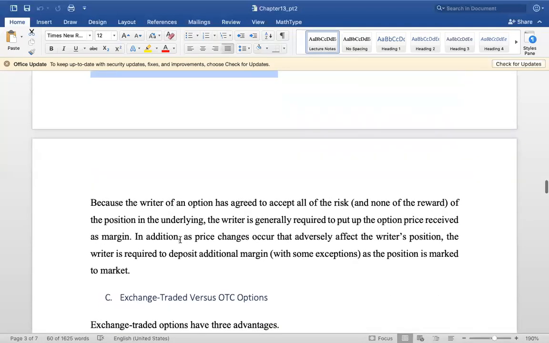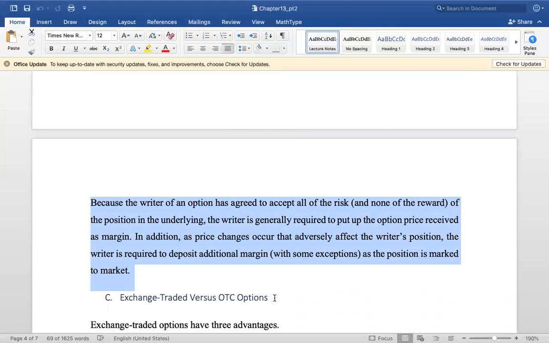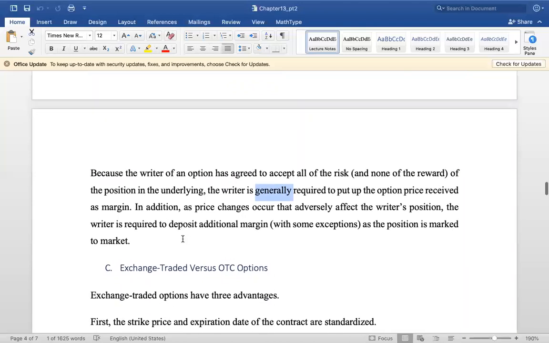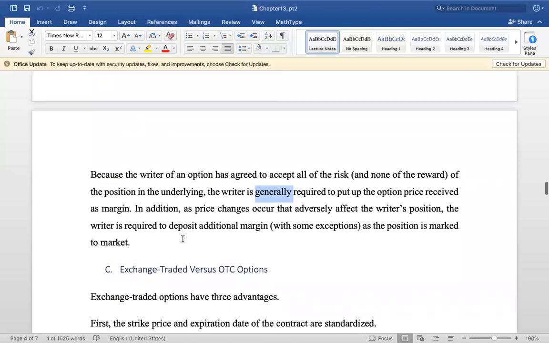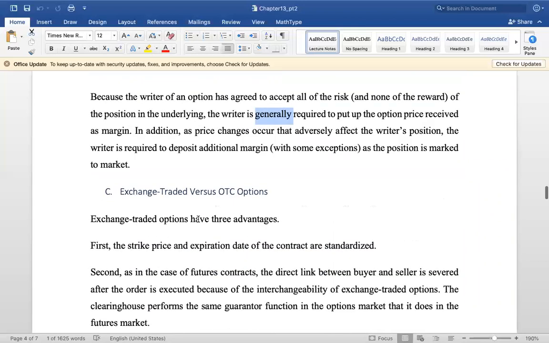But because the writer of an option has agreed to accept all the risk, he is generally required to put up some of the option price received as a margin, right? So the option buyer does not deposit any margin, but the option seller does.